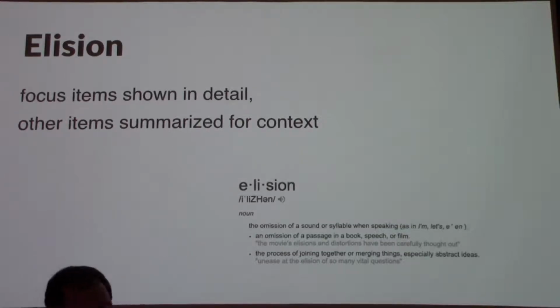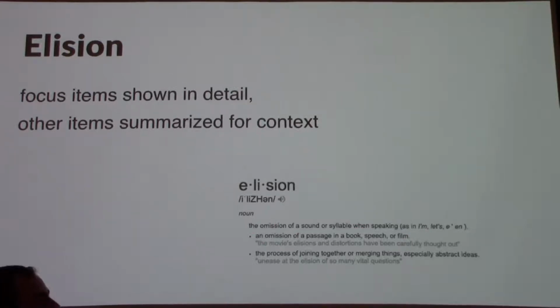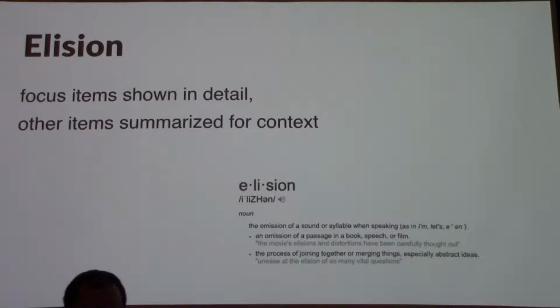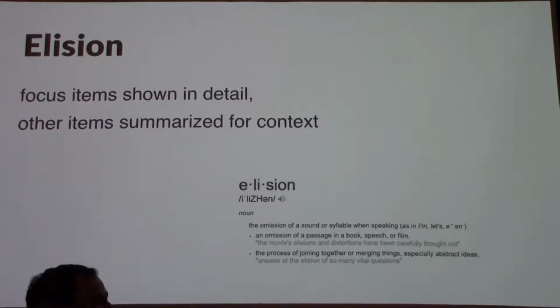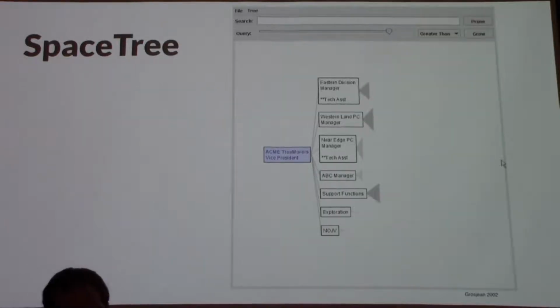So elision is you show one focus item in detail and you summarize other items for context. And if you look at the word elision, by the classical dictionary definition, typically it's used as the omission of a sound or syllable when speaking, such as in I'm or let's, or the process of joining together or merging things, especially abstract ideas. So the idea is really here that you bring two different things together and omit something in between. Here is an example for the space, that is called the space tree.